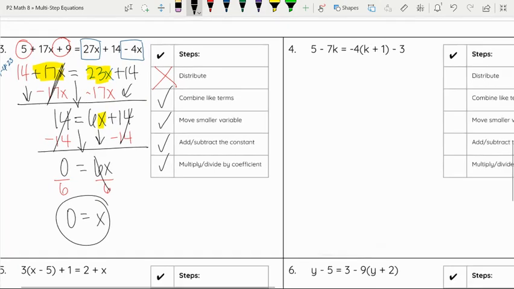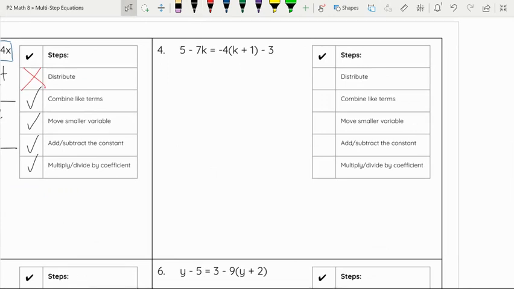All right, question 4. Step 1, distribute. In this case, we do have to distribute because we have parentheses. So I'm going to distribute to k, and I'm going to distribute to plus 1. So negative 4 times k is negative 4k. Negative 4 times positive 1 is negative 4. And then bring down the minus 3. On this side, there's no distribution, so just bring it down.